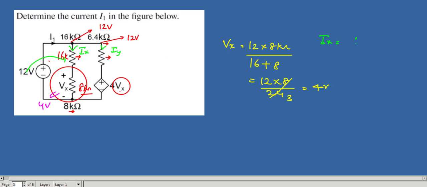So the current Ix equal to 12 by 18, 16 plus 8, 24 kilo ohms. Ix equal to 12 volts by 24 kilo ohms, that equal to 1 by 2 milliampere, half milliampere. So what is Vx here? Half milliampere into 8 kilo ohms, that equal to 4 volts. So indirectly you get Ix equal to 0.5 milliampere. So current through this branch is 0.5 milliamperes.